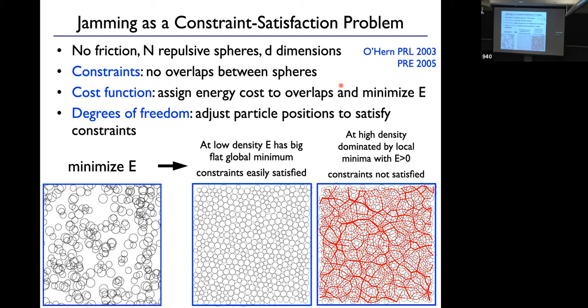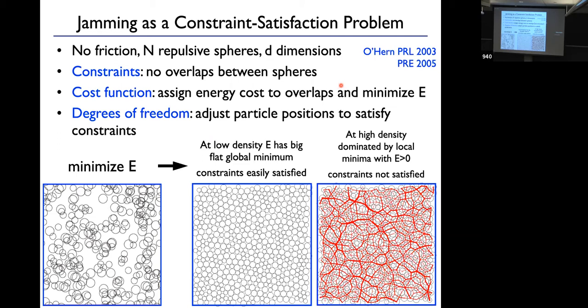Okay, and then I'm going to minimize this cost function. I'm going to do gradient descent on it, by adjusting some degrees of freedom, which in this case are the translational degrees of freedom of the particles. If I am at a low enough density, I can satisfy all my constraints. If I'm at a high enough density, I can't satisfy all my constraints, and I end up at a local minimum of the cost function, which is just the energy.